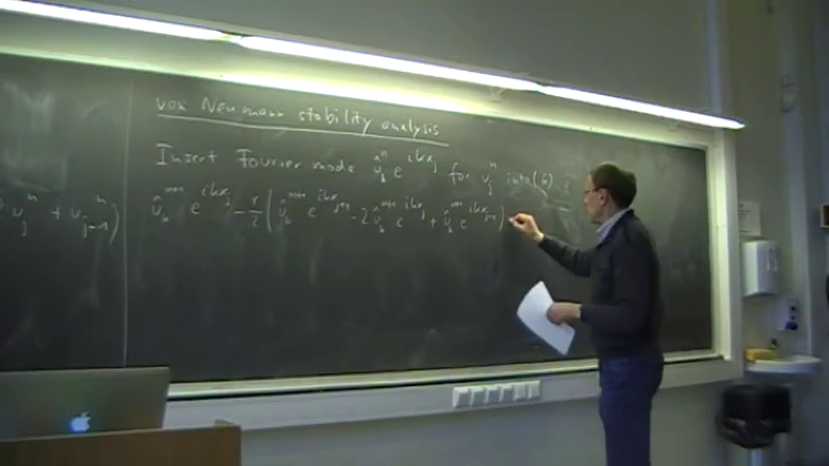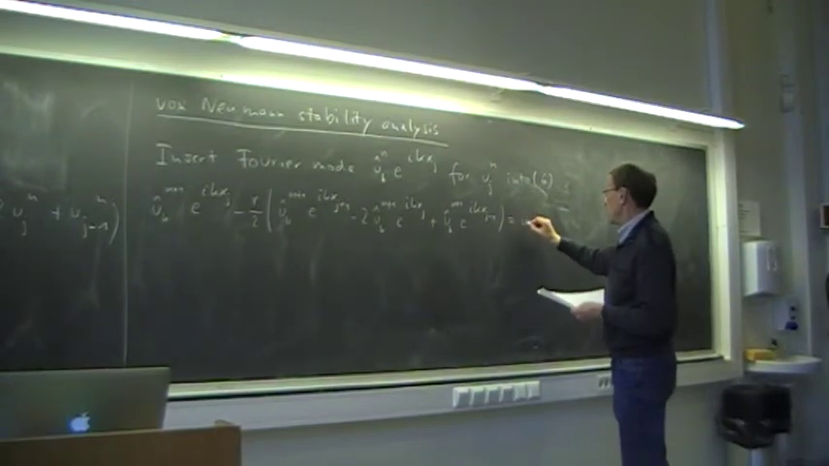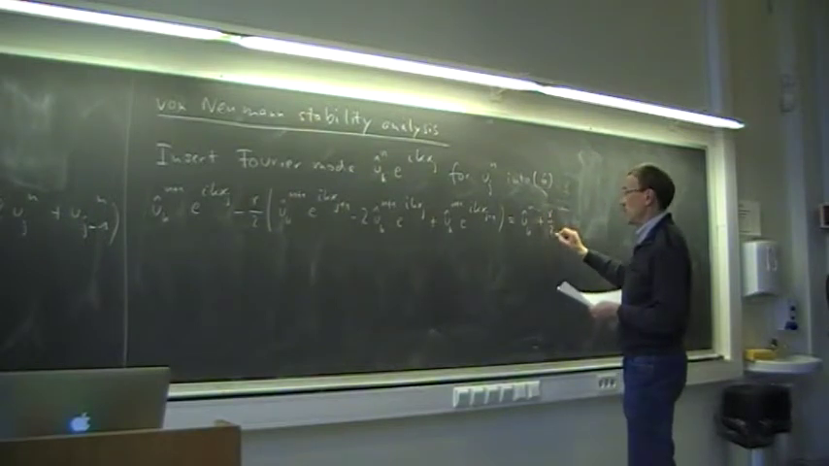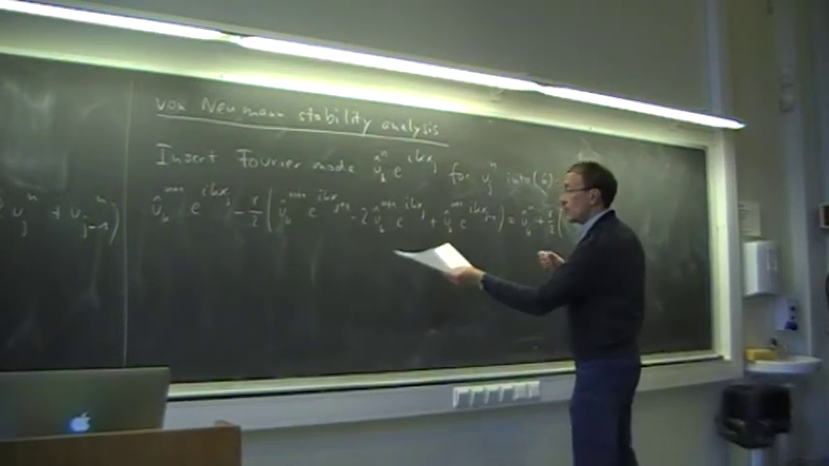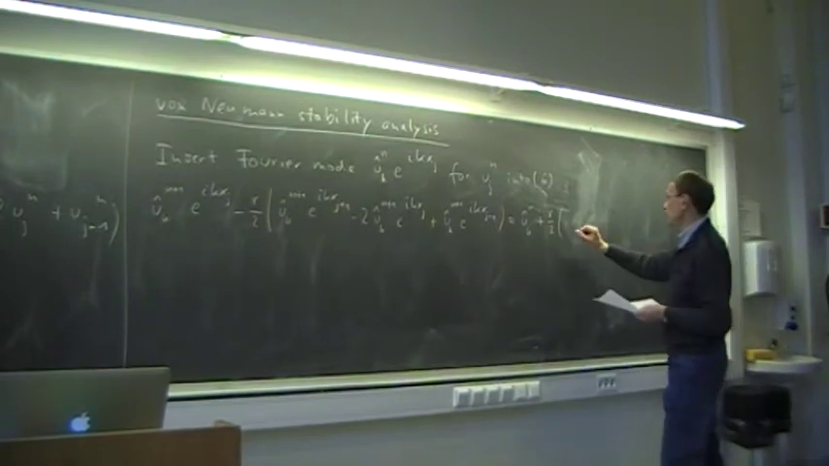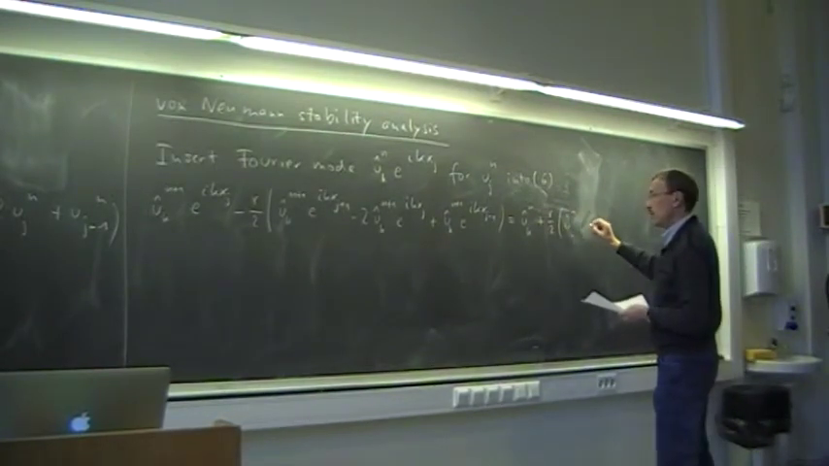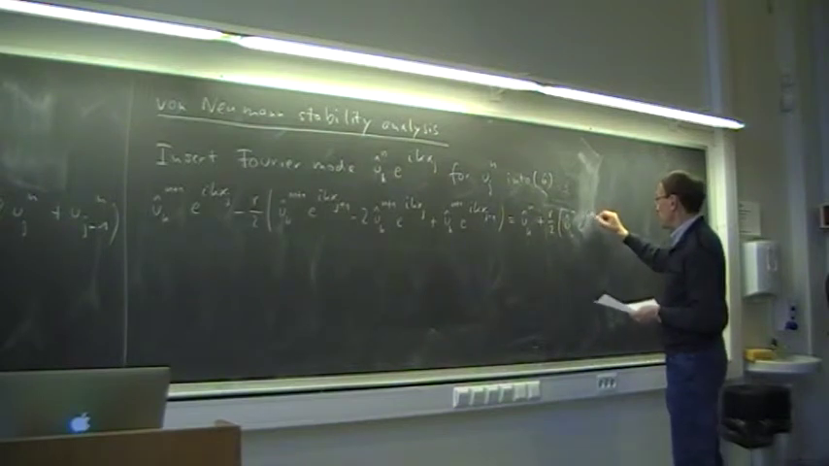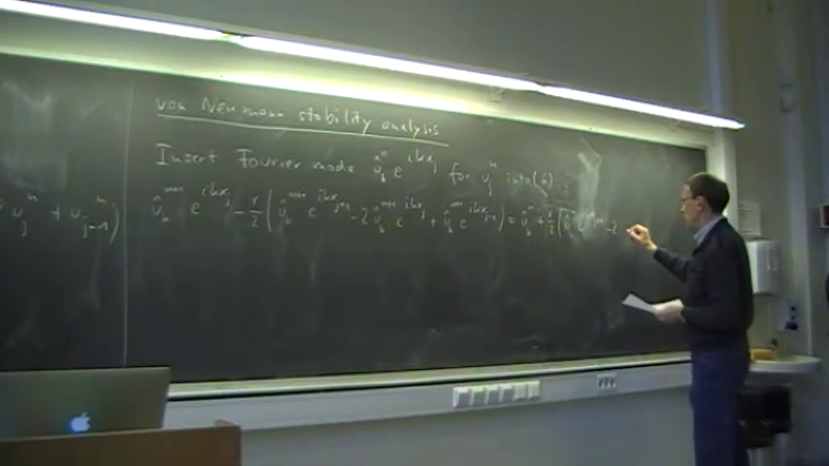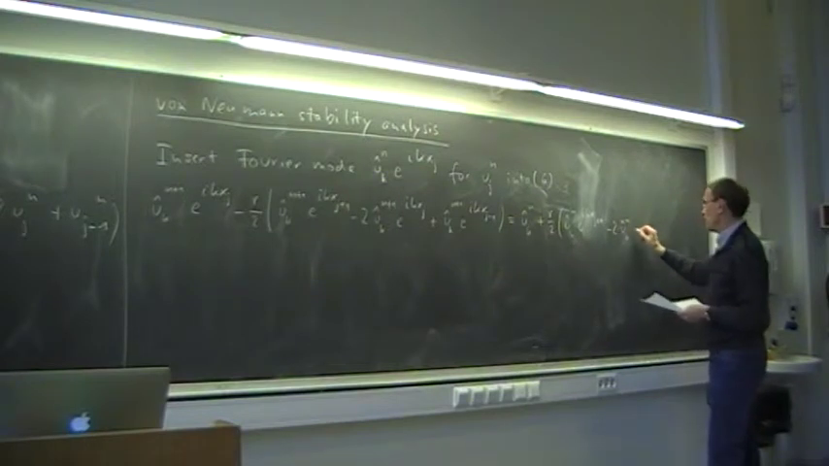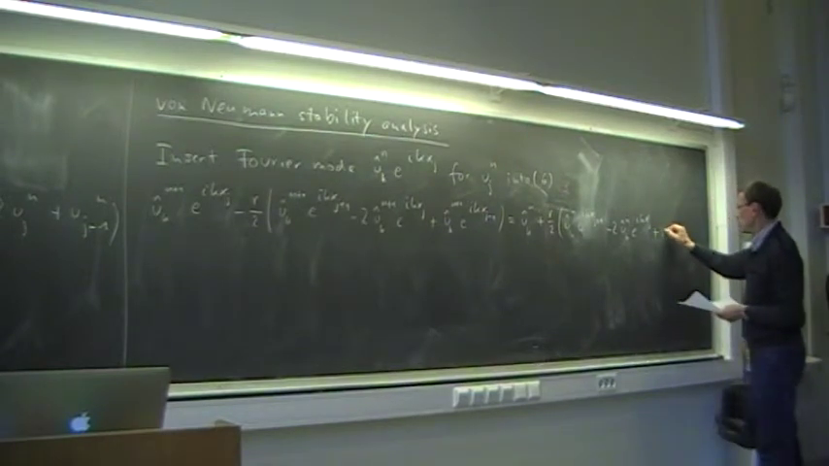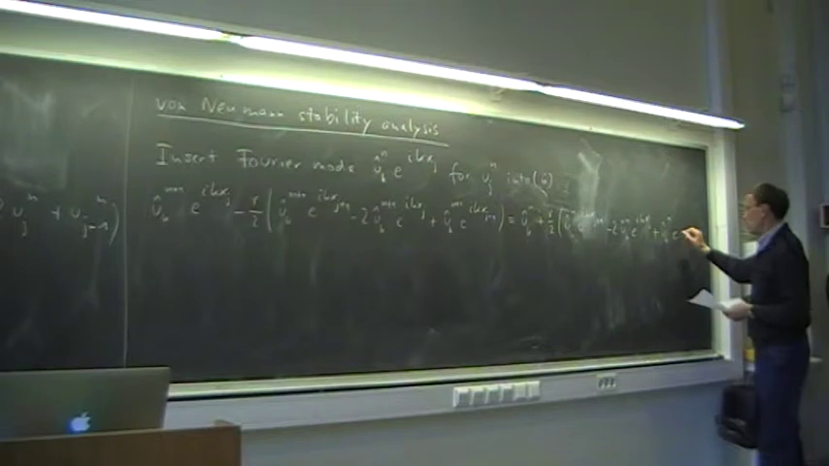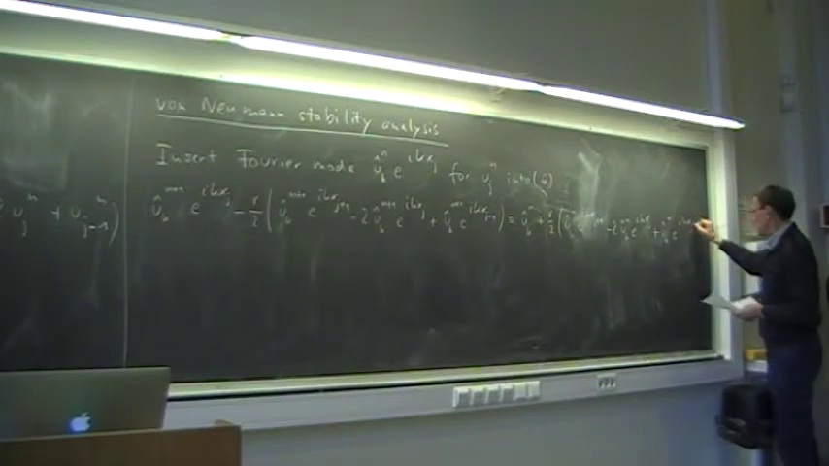And we get u_k hat^(n+1) minus r/2 times the similar expression as we have here, just at the old time: u_k hat^n e^(ik x_j+1) minus 2 u_k hat^n e^(ik x_j) plus u_k hat^n e^(ik x_j-1).